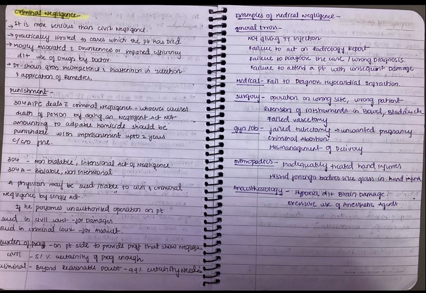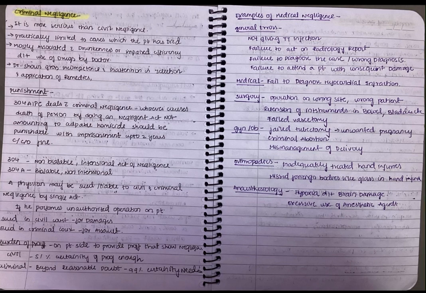So the difference between 304 and 304A is, in 304, the doctor is doing intentional negligence. There is an intentional act of negligence. Coming to 304A, it is a bailable offense and the doctor has not done it intentionally. So here the criminal negligence of Arjun Reddy comes under 304A IPC, right?